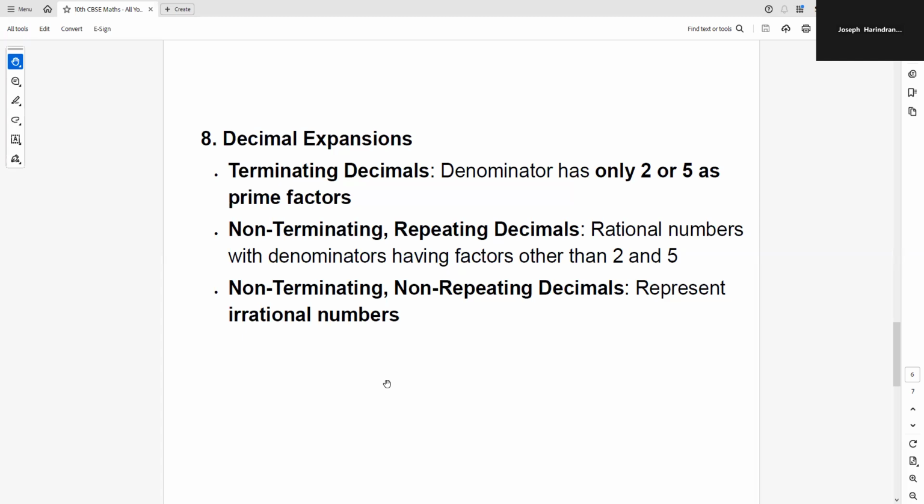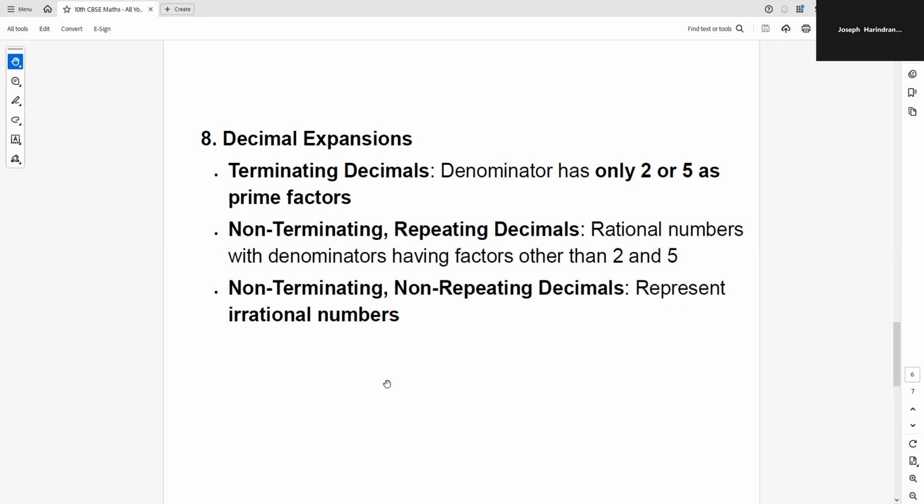Non-terminating, non-repeating decimals represent irrational numbers. Irrational numbers don't follow a fixed pattern in their decimal expansion. For example, pi, 3.1415. Again 1 comes, but then it changes to 5. It never repeats again. Again it becomes 5, then 9, and then it goes on. It goes on indefinitely. It will not terminate at all.